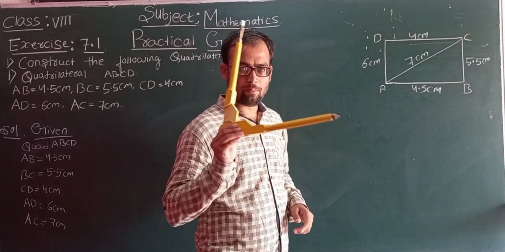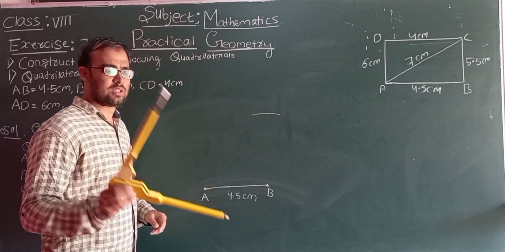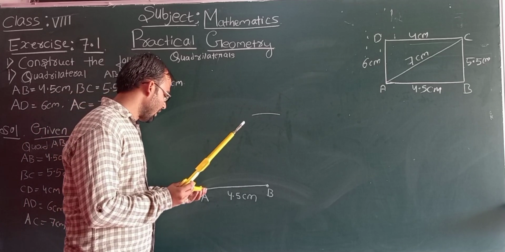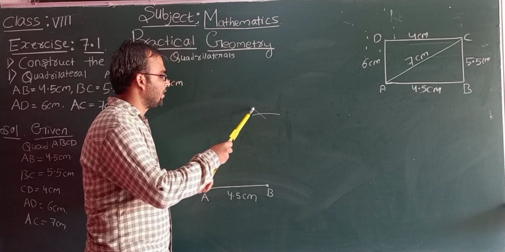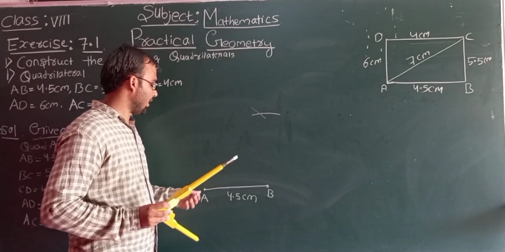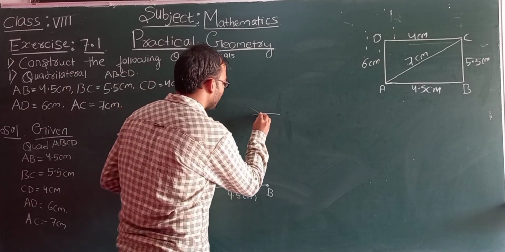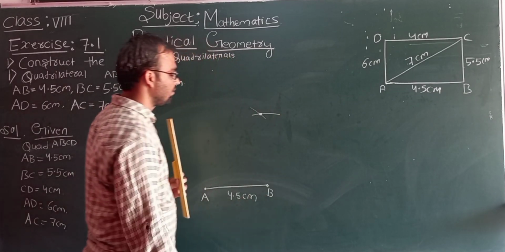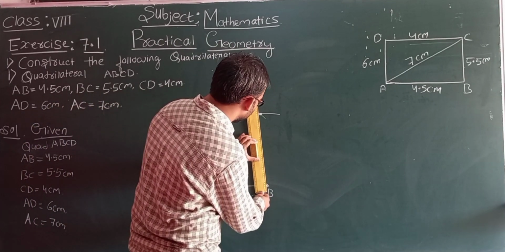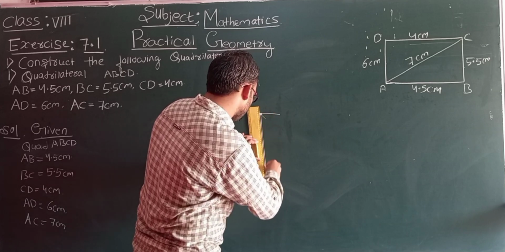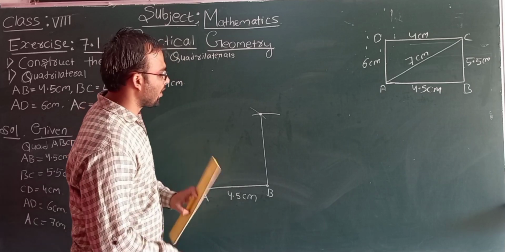Next, set the compass again to 7 centimeter. When you set the compass to 7 centimeter, with A as center, draw the arc like this. Now students, mark the point of intersection, and join it to B first. Join to B.